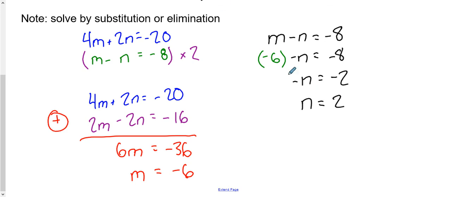And there you go, folks. That is our answer for this one. N equals 2 and m equals negative 6. And that's the end of our remainder theorem.